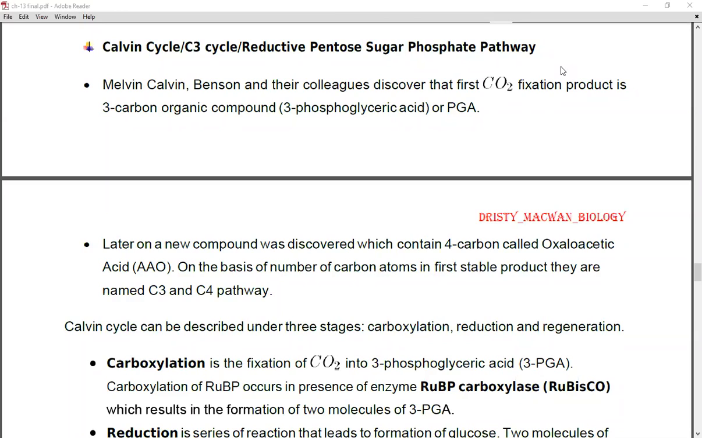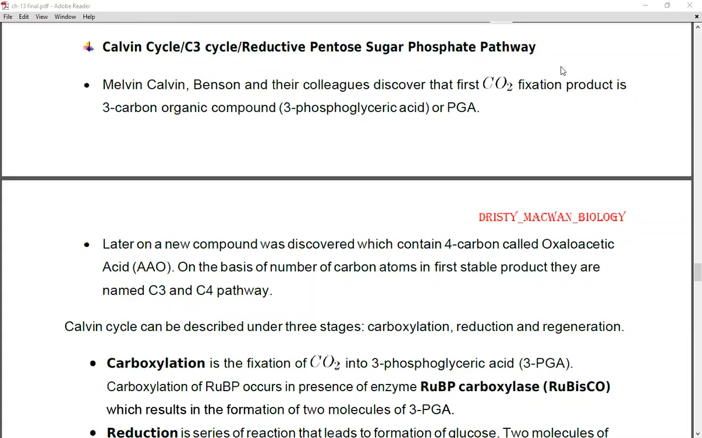This Calvin cycle is also known as the C3 cycle, as well as the reductive pentose sugar phosphate pathway, right? So this can be asked in different ways. Now, Melvin Calvin, Benson and their colleagues were the ones to discover it, and the main scientist was Melvin Calvin, right? For this reason, after the name of the scientist, this cycle has been named the Calvin cycle.